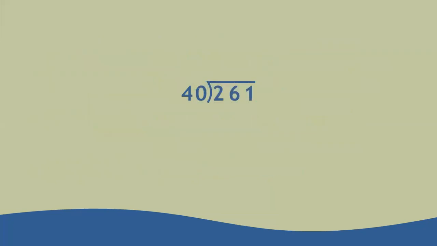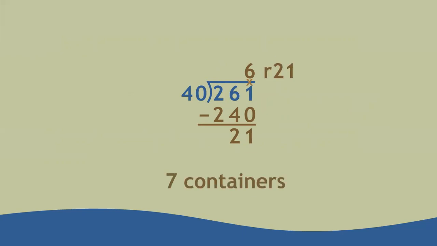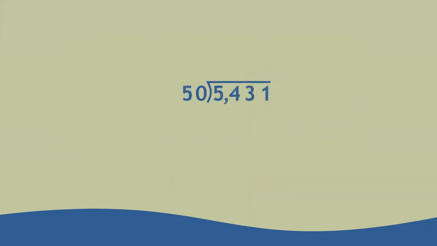All right, so here's our problem. 261 divided by 40. 40 cannot go into 26, so you have to move over to the last digit and put 40 into 261. That gives you 6. 6 times 40 is 240. Bring down, subtract, you get 21. All right, 6 with a remainder of 21. So she's going to need 7 containers and she's going to have 21 ornaments left over.